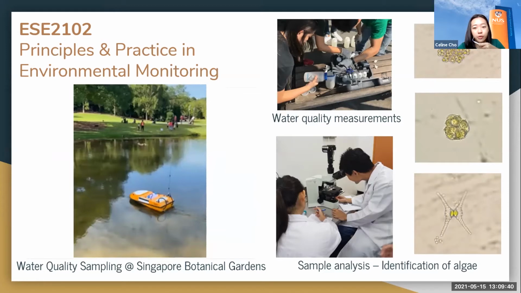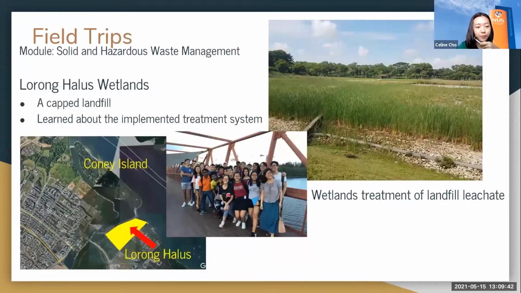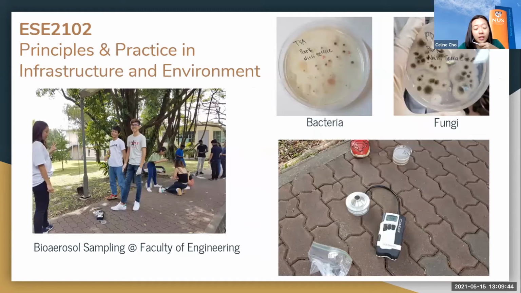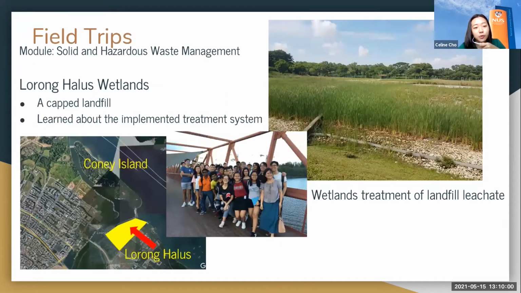For the second half of the module, we've also conducted bioaerosol sampling along an area of the Faculty of Engineering, which is to sample for biological particulates in the air, as shown on the right. It typically consists of bacteria and fungal spores. There are also field trips that typically are held at the end of the module.